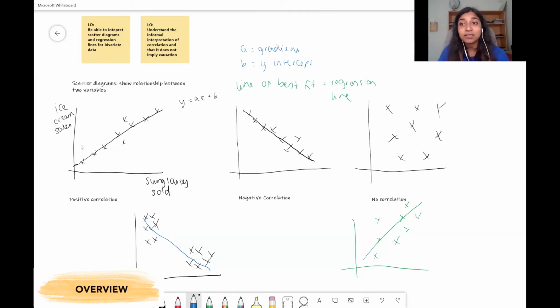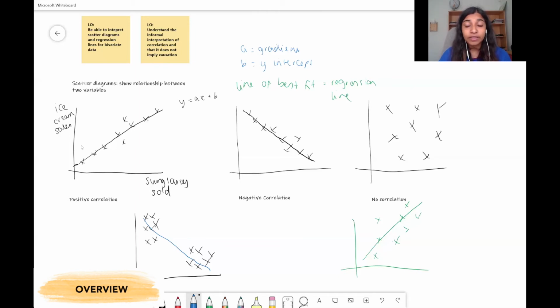There could be a third factor in there that's causing it. So like the weather. As it's more sunny, more sunglasses are sold, and also there are more ice cream sales. But that's not directly linked. There's no direct link between sunglasses sold and ice cream sales. So remember that. Really important, correlation does not necessarily imply causation. There may be a third factor that's causing your correlation that you see on your graph. So that's really everything you need to know about scatter diagrams, correlation, and your regression line.